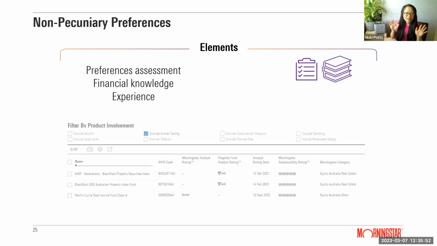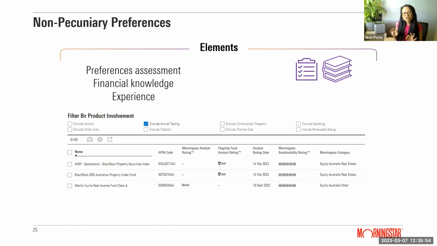So here's what that can look like, where ESG filters are applied to align products with investors' preferences. Now, remember that while preferences are great for personalization and engagement, they can have a meaningful impact on the investment outcome. So it's important for financial professionals at this stage to provide guardrails and not get carried away with preference selection.